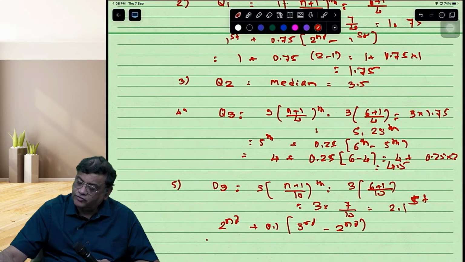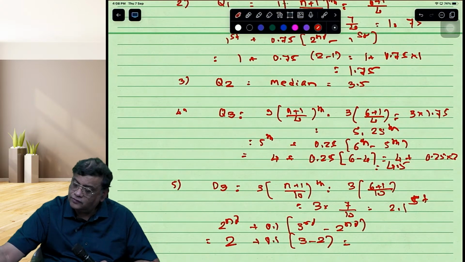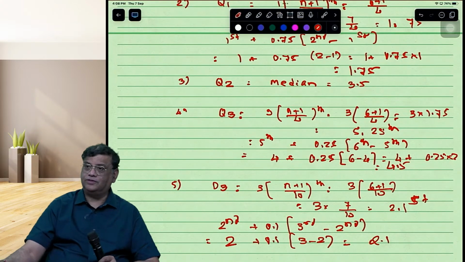Now what is the second observation? 2. Plus 0.1, what is the third observation? 3. But 3 minus 2 is 1. So it will be 2.1.